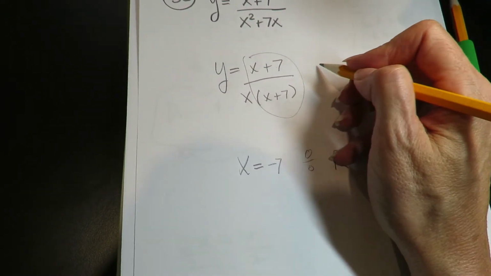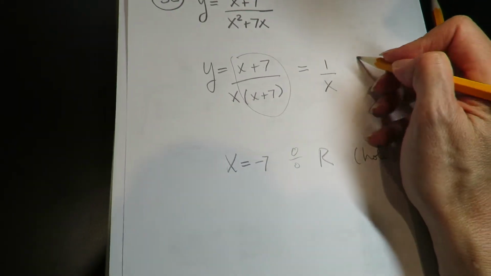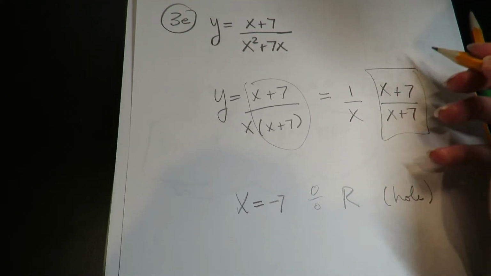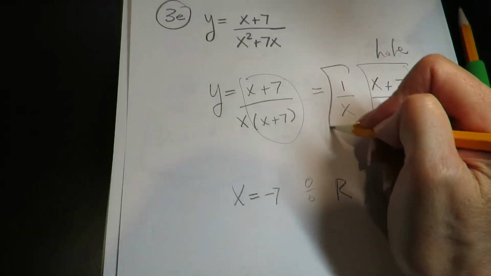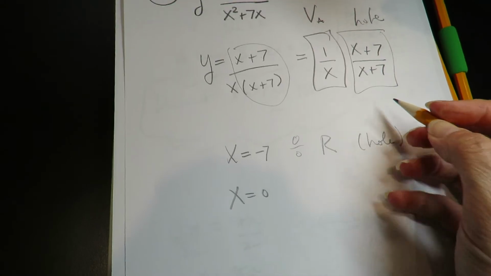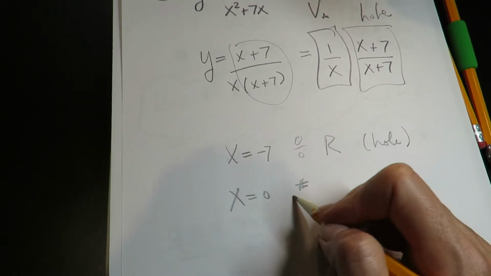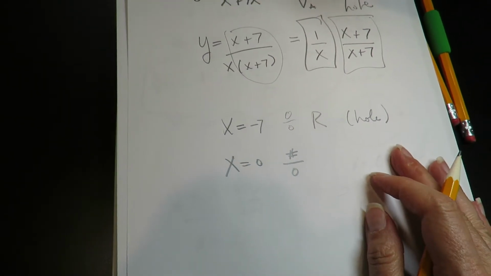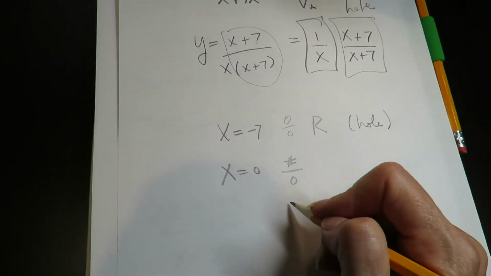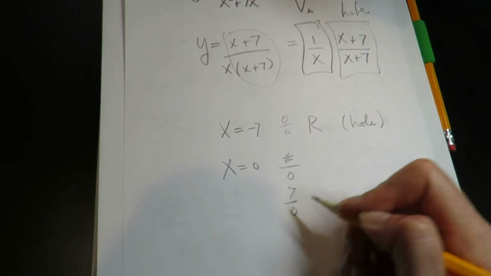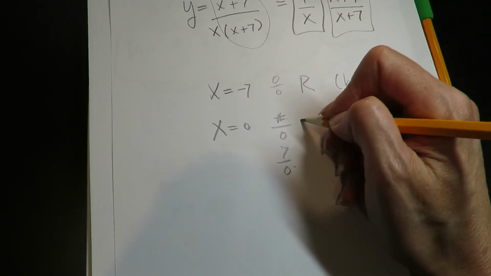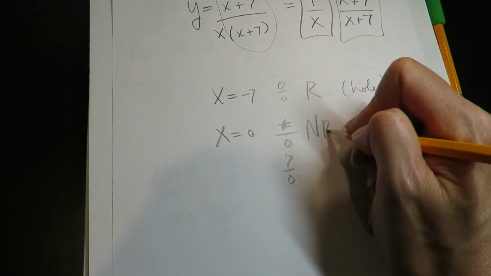And I hope you guys can see this. So you have 1 over x, and then you have x plus 7 over x plus 7, right? So this part here is the hole, and this part here is the VA. At x equals 0, you're going to have a number over 0, specifically 7 over 0 if you want the exact value. So when you have a non-zero over 0, you have a vertical asymptote, and we label that as non-removable.